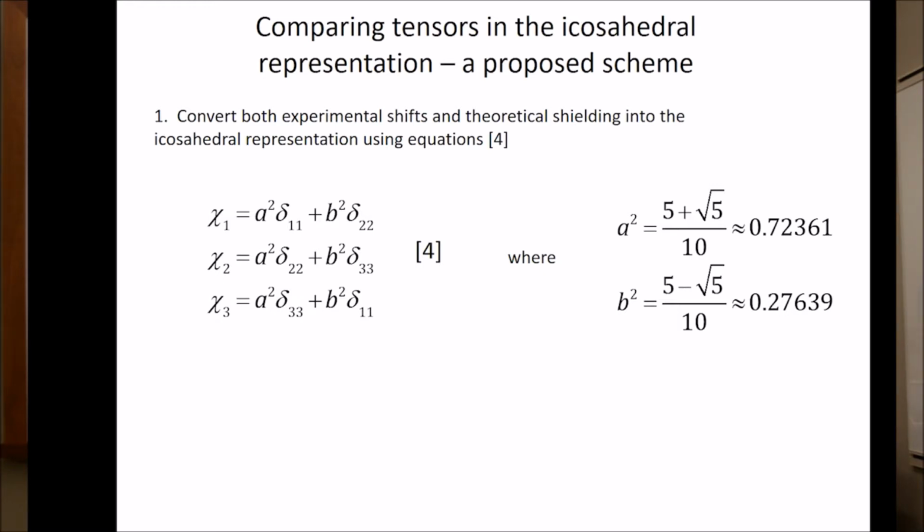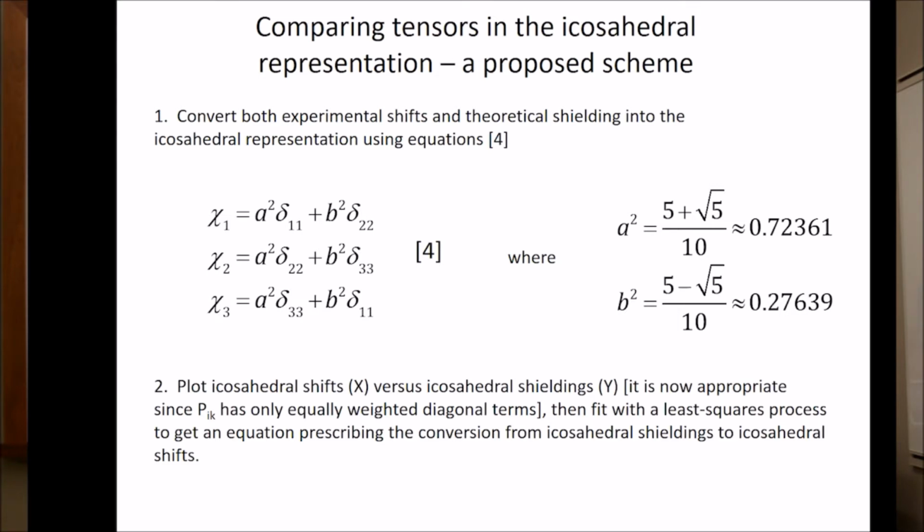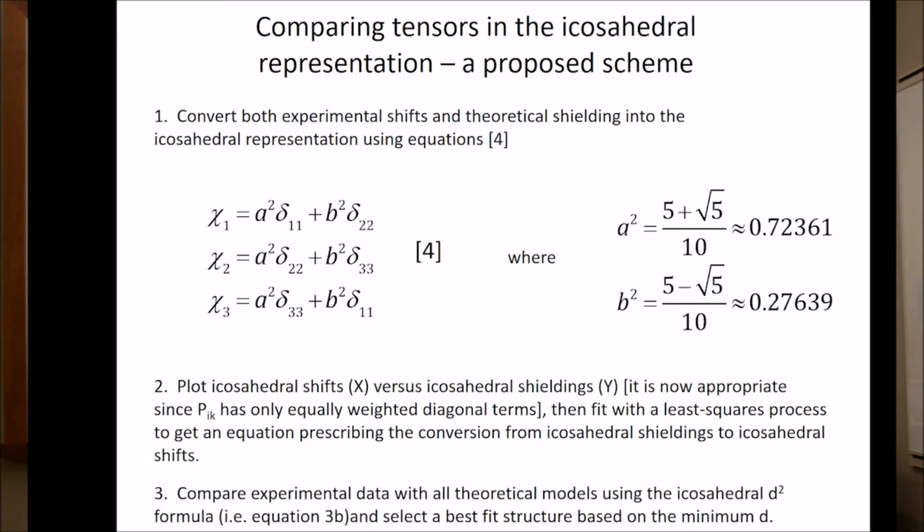And now, it is appropriate to do a least squares fit to a line. So we can plot icosahedral shifts as the x values, icosahedral shieldings as the y values, and then we fit it to a least squares line. And we get an equation that prescribes how to convert theoretical shieldings into theoretical shifts, but both in the icosahedral representation. If we can do that, now we can compare experimental data with potentially hundreds of theoretical models and get d squared for each and choose the minimum as our best structure.